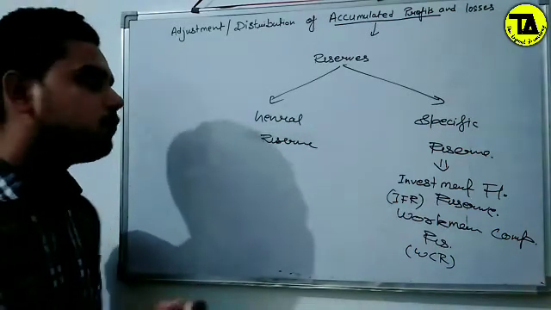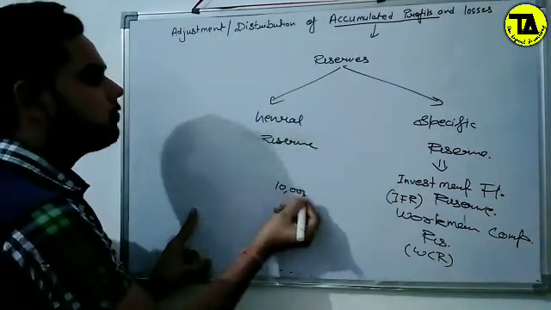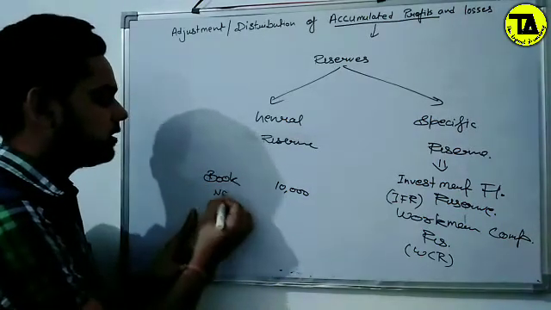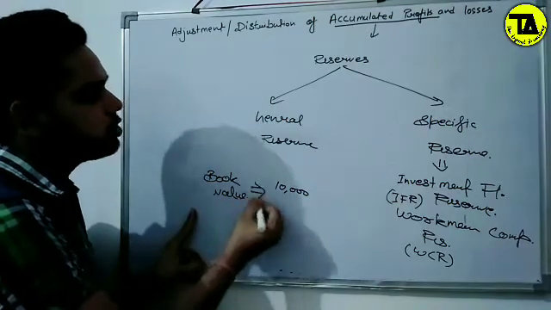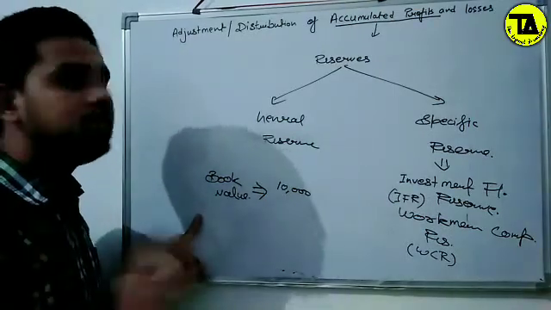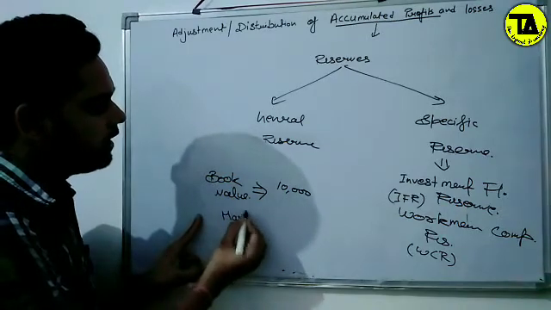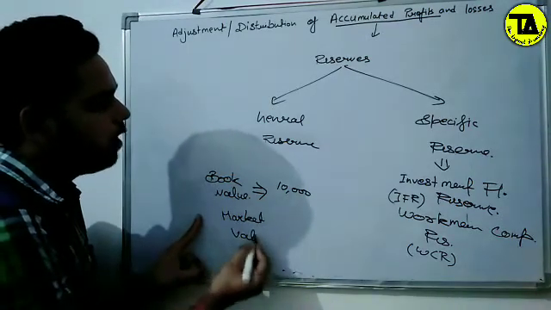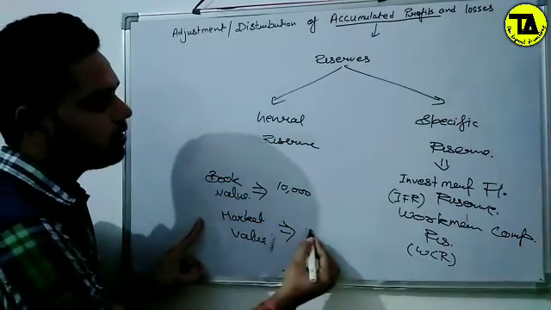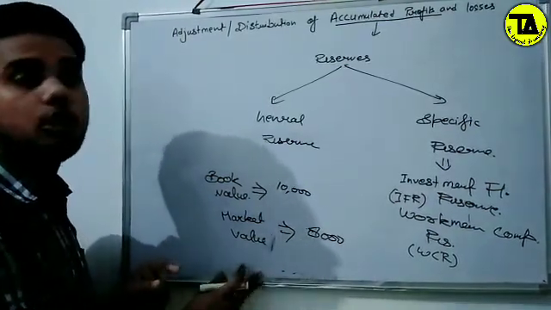So say for example in our books of account we have recorded investment as 10,000. This is our book value of investment, right? Book value means this is shown in our books at this price. But in market, due to market fluctuation in prices, the market value of this investment got decreased, and currently in market the market value of our investment is, let's suppose, 8,000. So it's a kind of 2,000 rupees loss to us, right?